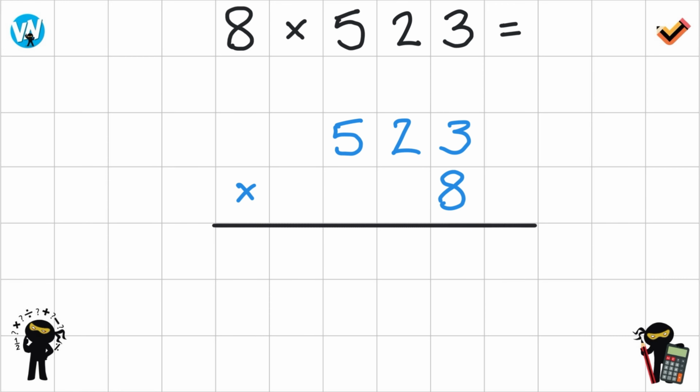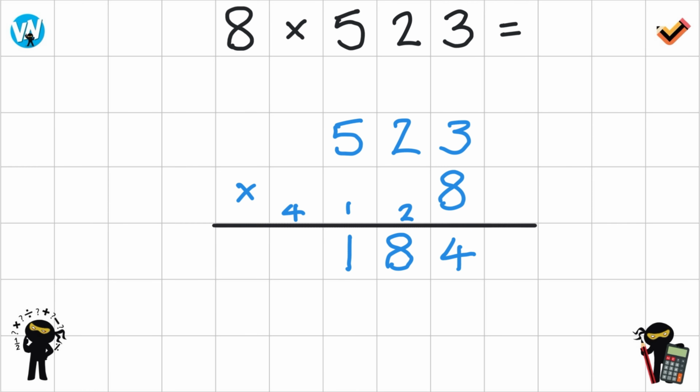8 times 523. So we're going to do 8 times 3, 8 times 2, 8 times 5. And that will give us our answer. So let's go through the process. So 8 times 3 is 24. So we put the 4 in, carry the 2. 8 times 2 is 16. Add the 2 is 18. So again, we would put the 8 in, and carry the 1. And then finally we have 8 times 5 is 40, add the 1 is 41. So the 1 would go in, we would carry the 4.